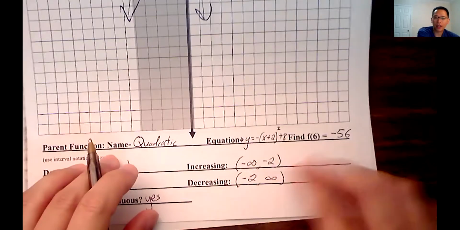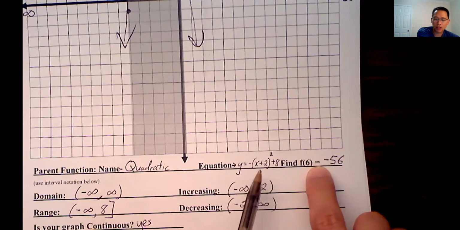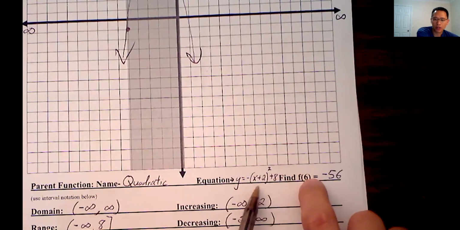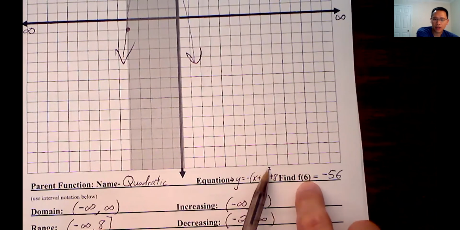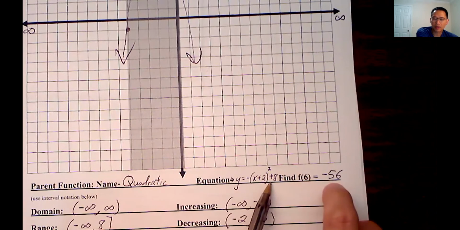And if I want to find f of 6, I'm just going to plug 6 into my created parabola and get my y value. So 6 times 6 plus 2 is 8. 8 squared is -64. -64 plus 8 is -56.